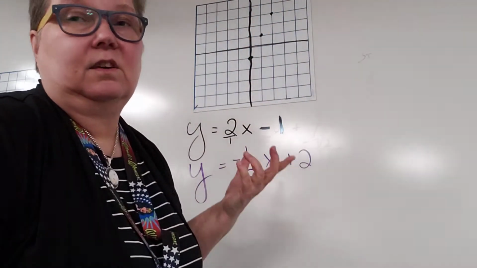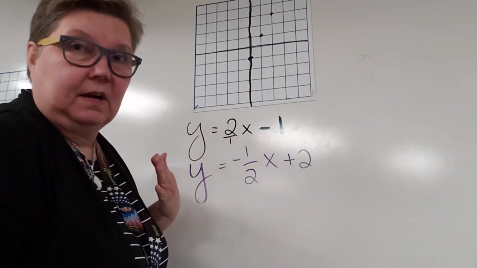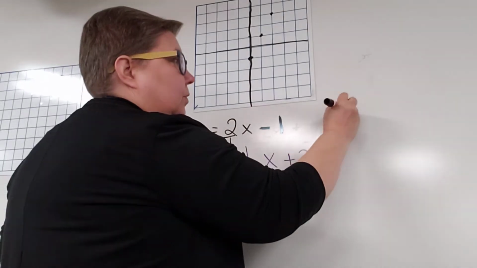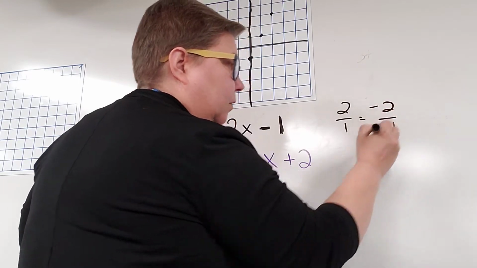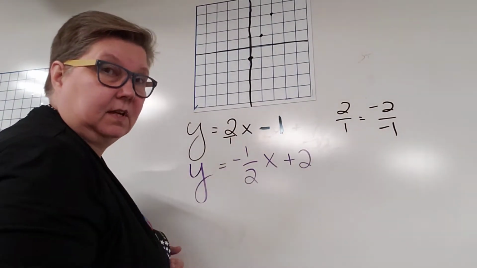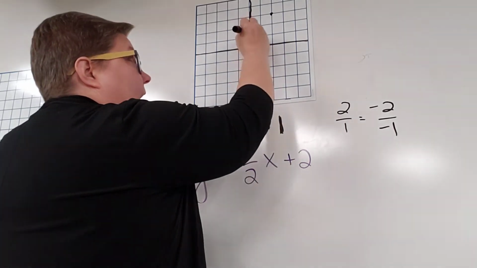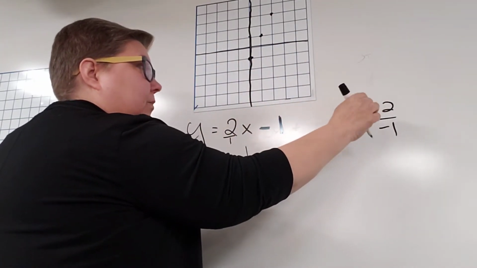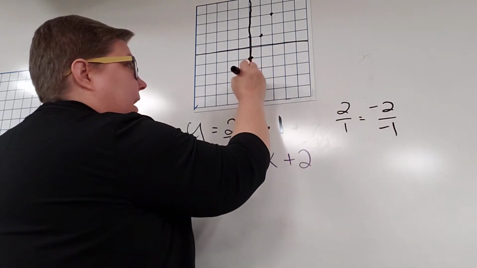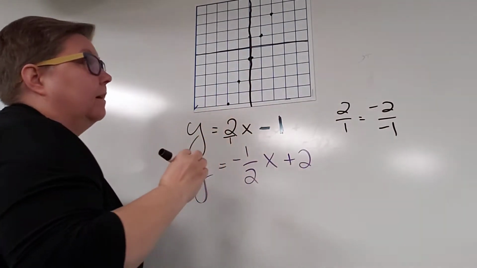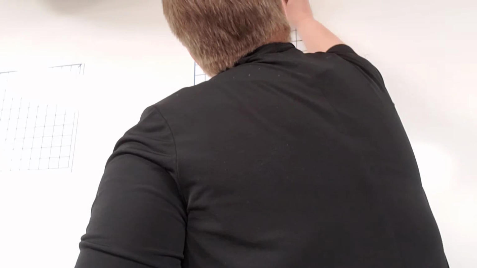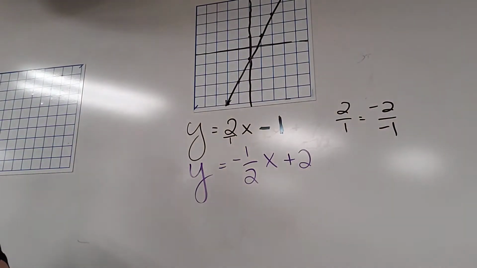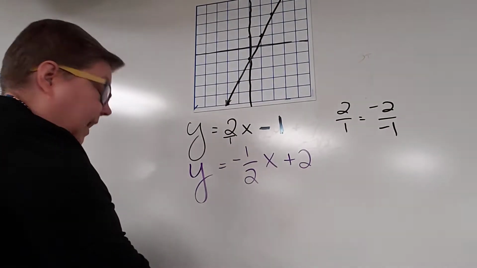Now, in the event that you ran out of paper up there, you could always think of 2 over 1 as -2 over -1, because a negative divided by a negative is a positive. So instead of going up and to the right, you could also go down, which is a negative direction, and to the left. So down and to the left, down and to the left. And then once you have your dots, you're going to connect them, excuse my body being in the way. You connect them, and that's how you plot a line.